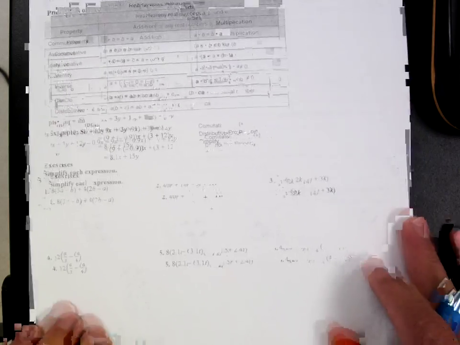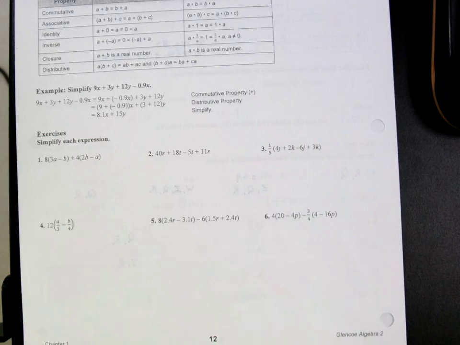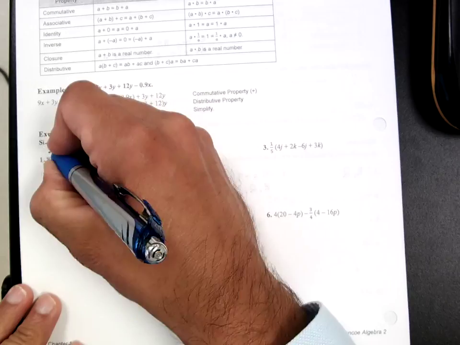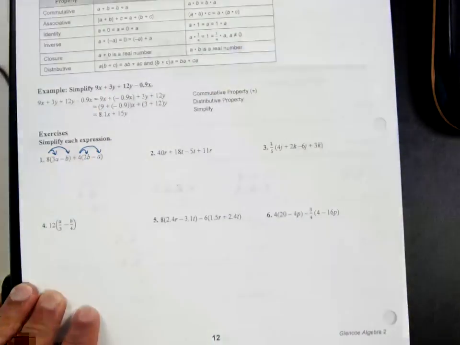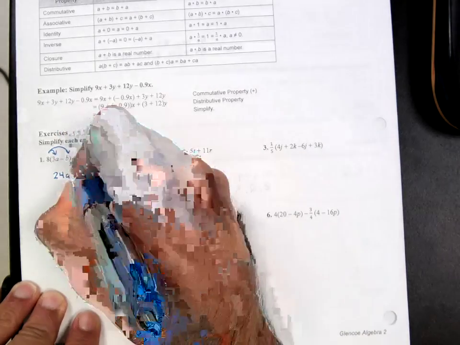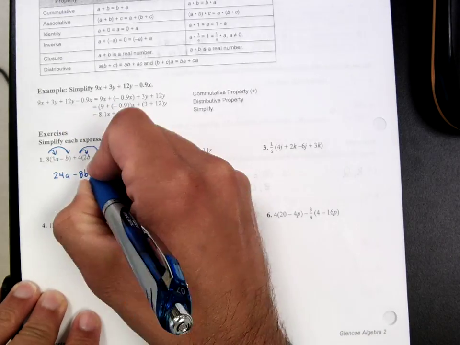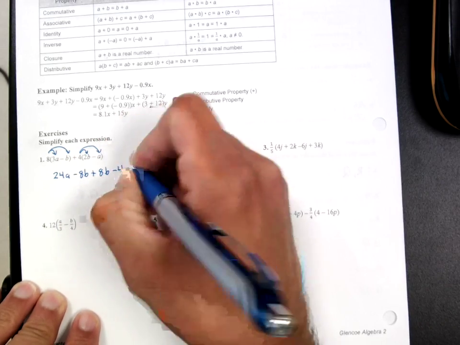Anyway, to simplify, it's actually very simple, something you've done before in the past. All you have to do in the first one, for example, is distribute. So we got A times 3A and A times B, and then we got 4 times 2B and 4 times negative A. All right, so this would be 24A minus 8B plus 8B minus 4A. Okay?